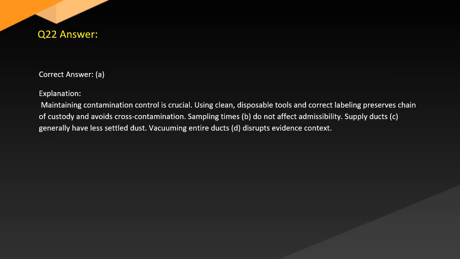Answer. Correct answer, A. Explanation. Maintaining contamination control is crucial. Using clean, disposable tools and correct labeling preserves chain of custody and avoids cross-contamination. Sampling times, B, do not affect admissibility. Supply ducts, C, generally have less settled dust. Vacuuming entire ducts, D, disrupts evidence context.